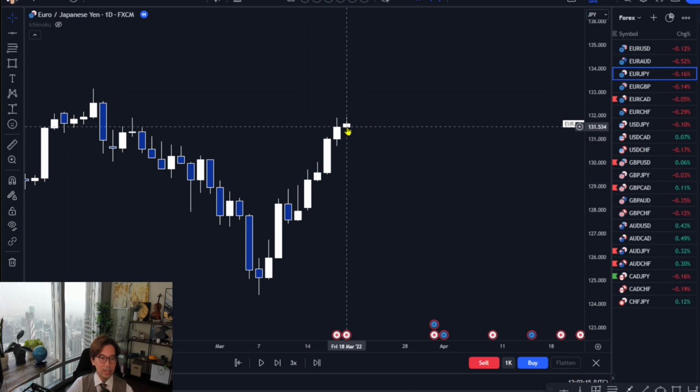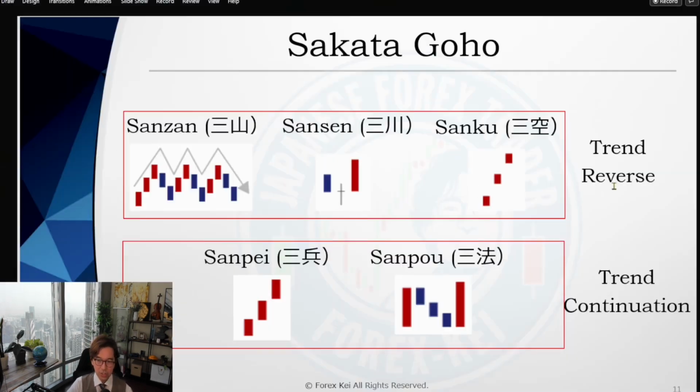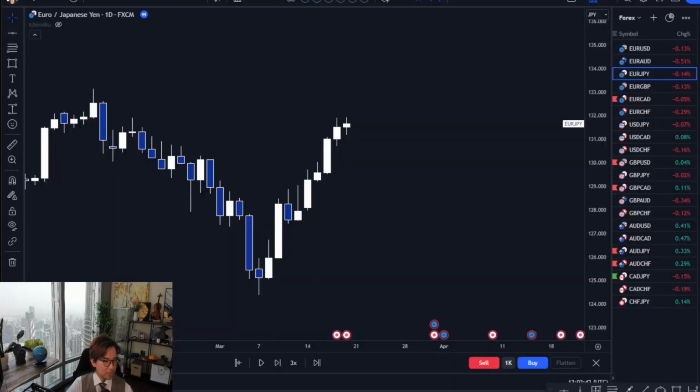Okay, so here there is a doji candlestick. So this can be Sansen. Again, Sansen is this pattern, the trend reverse. There is a candlestick and then a doji, and if the next one breaks against the direction, then this can be one of the trend reverse patterns. So I can see the potential trend reverse pattern here. So let's see how the next candlestick forms.